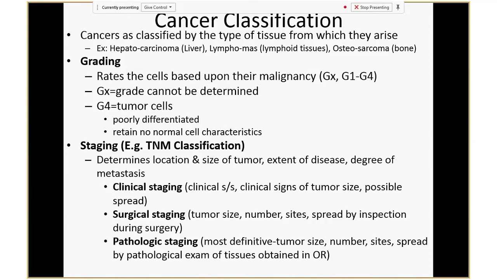Staging is probably the one you are most familiar with in cancer. It goes by the TNM classification, and what that stands for is the tumor, the node, and the metastasis. Okay, this is going to tell us exactly where the cancer is, how big it is, has it moved, and what is the prognosis. Okay, so we start off with clinical staging.